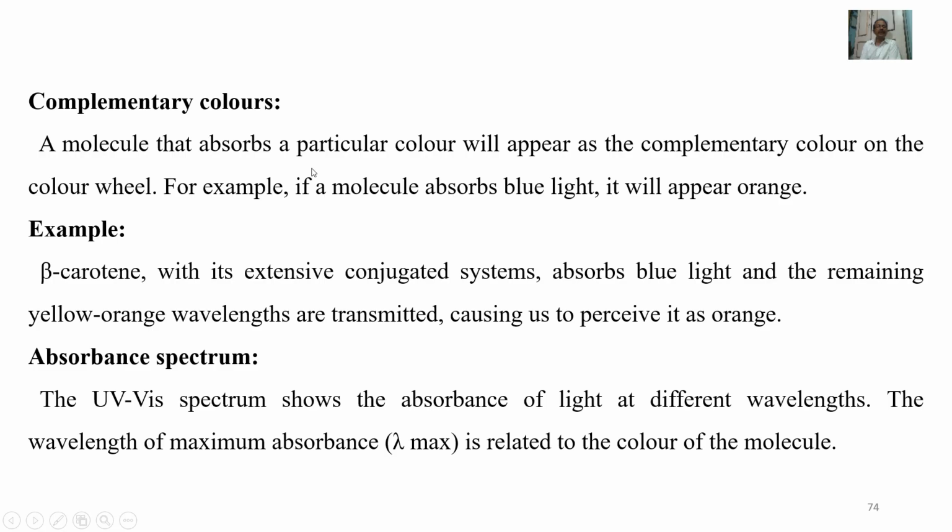Complementary colors. A molecule that absorbs a particular color will appear as the complementary color on the color wheel. For example, if a molecule absorbs blue light, it will appear orange. Example: beta-carotene, with its extensive conjugated systems, absorbs blue light and the remaining yellow-orange wavelengths are transmitted, causing us to perceive it as orange. Absorbance spectrum. The UV spectrum shows the absorbance of light at different wavelengths. The wavelength of maximum absorbance, lambda max, is related to the color of the molecule.